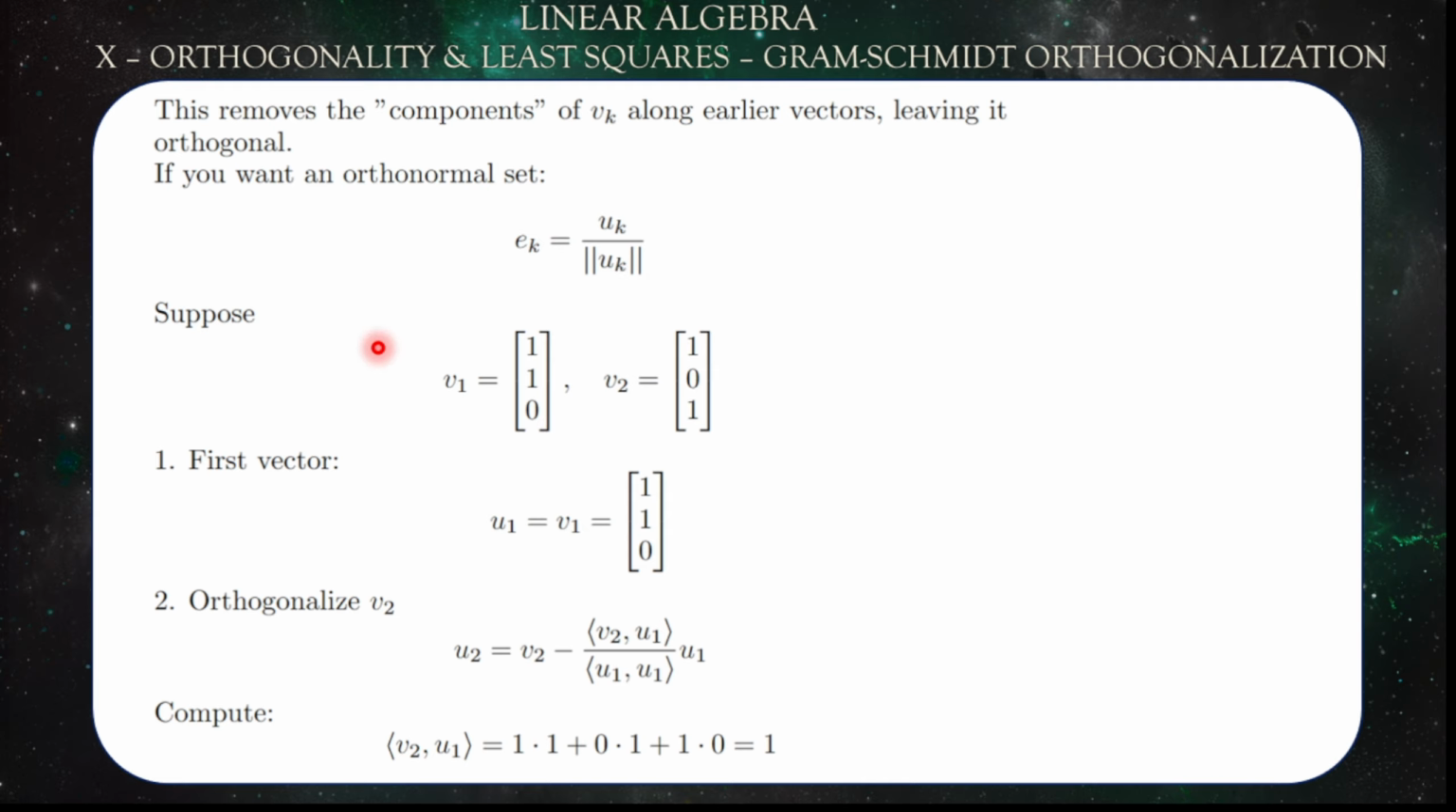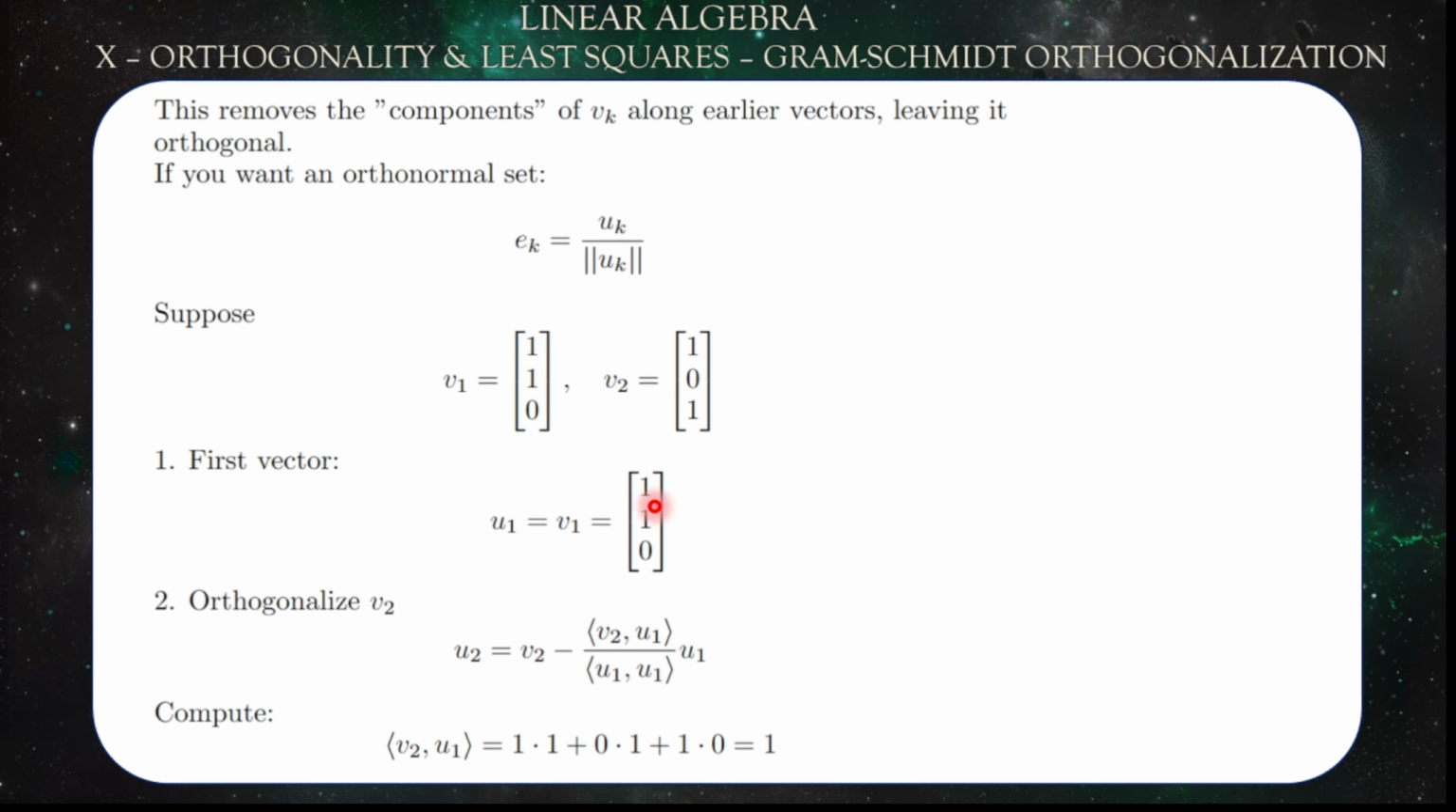So let's suppose v1 is equal to (1, 1, 0), v2 is equal to (1, 0, 1). The first vector would be u1 equal to v1, which is (1, 1, 0). Orthogonalize v2, which is u2 equal to v2 minus (v2 dot u1) divided by (u1 dot u1) times u1. So we're multiplying v2 and u1, I assume.